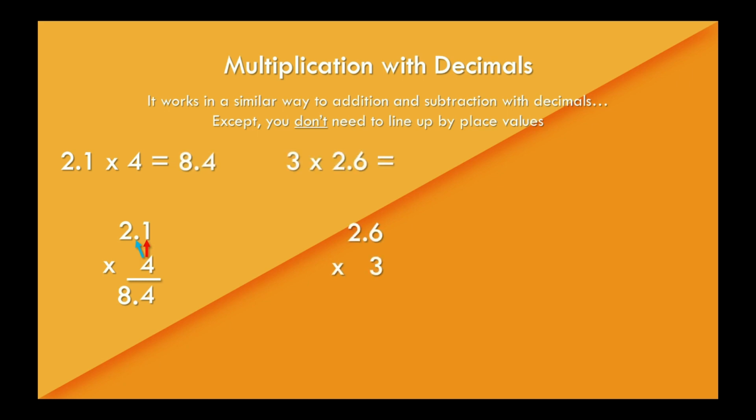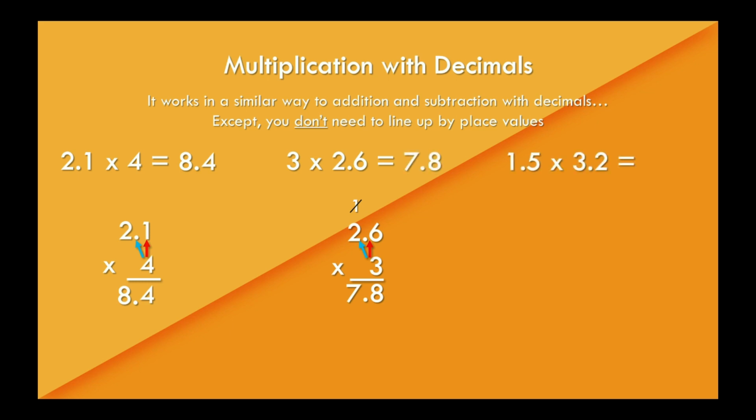The second question, 3 times 2.6, we see one decimal place as well. Here, it's the 6, so the final answer will have only one decimal place. So we go ahead and multiply as normal. When we get an answer of 78, we need to place the decimal point so that we have one decimal place. So the final answer becomes 7.8.